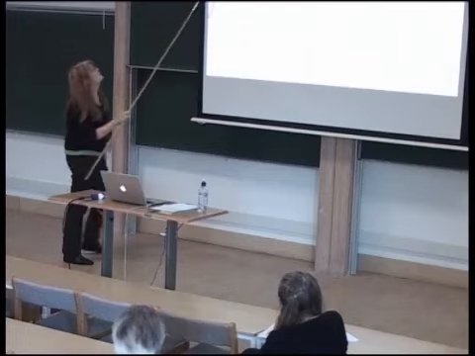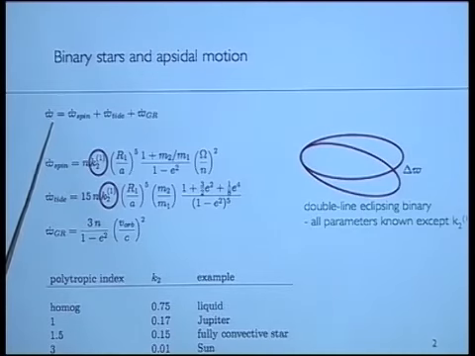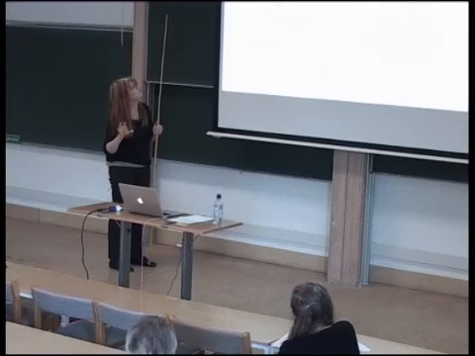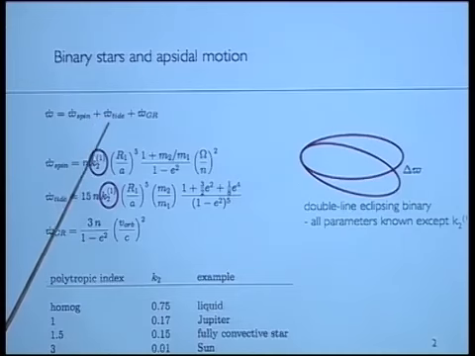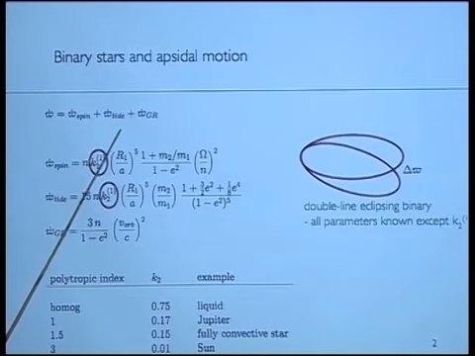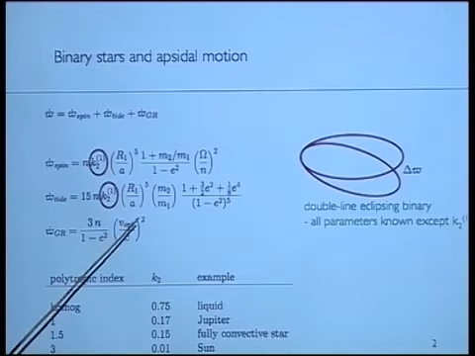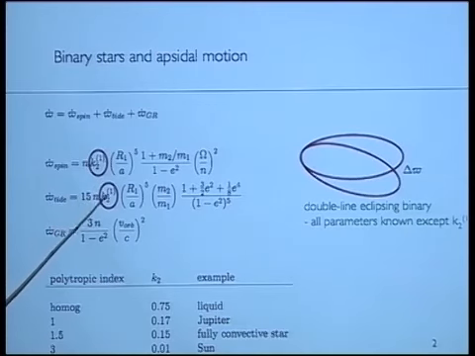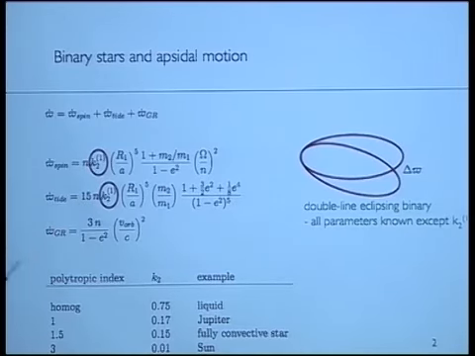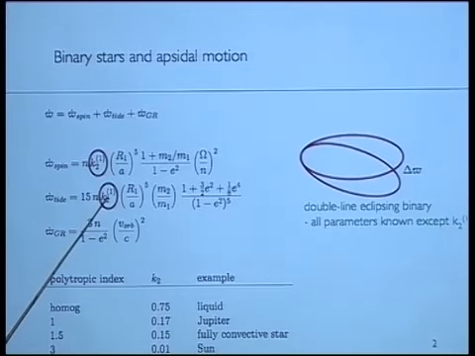So the apsidal motion comes from a term from the quadrupole moment from the spin bulge, a term from the tidal bulges if both stars are contributing, and the relativistic or post-Newtonian potential of one or both stars. And here are the expressions for these three contributions, and if you have a double line eclipsing binary, you can pin down all these parameters and actually deduce the apsidal motion constant.